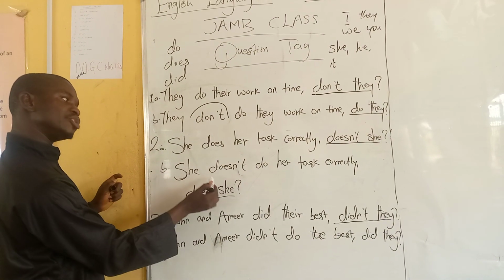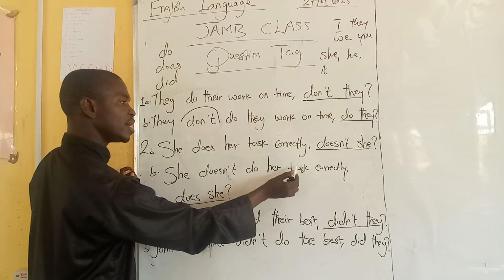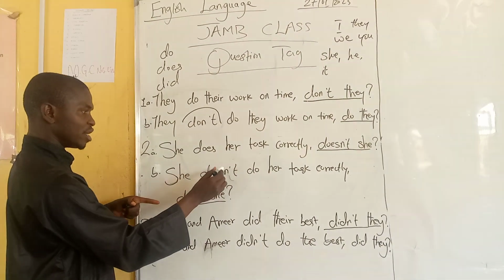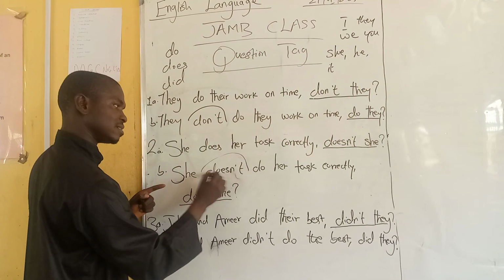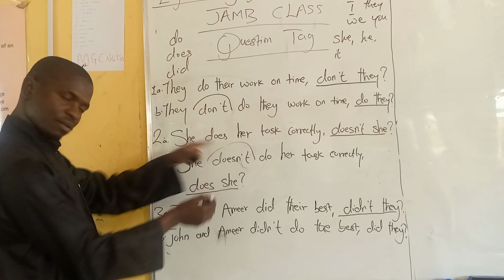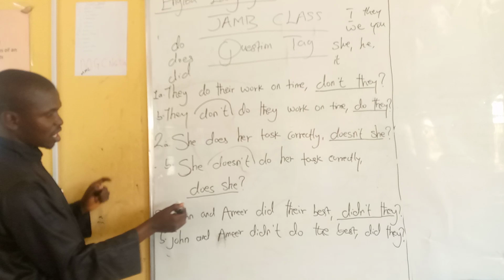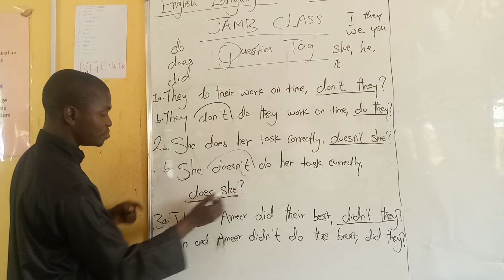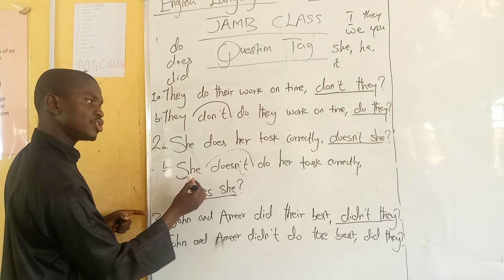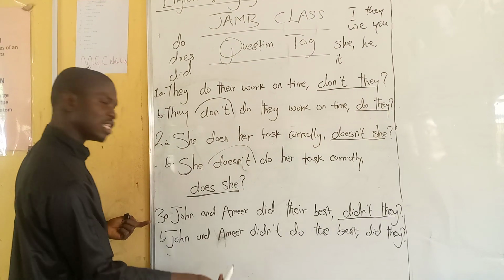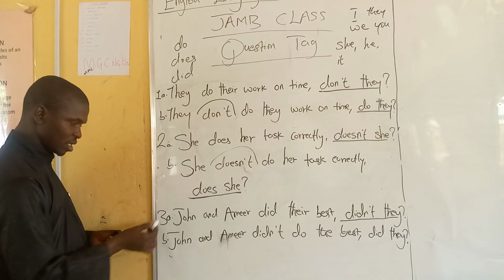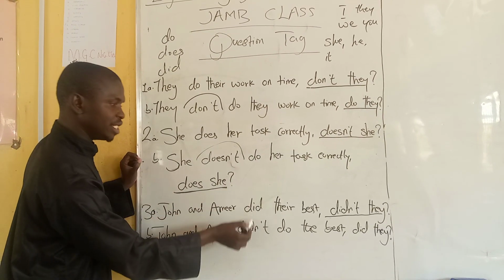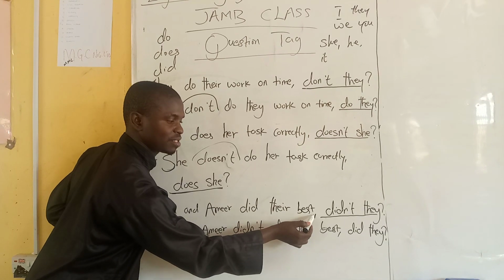2B, she doesn't do her task correctly. That's negative statement due to the inclusion of not here, doesn't, having been contracted. Now the question should be, does she? She doesn't do her task correctly. Does she?